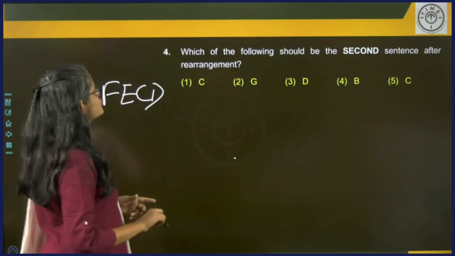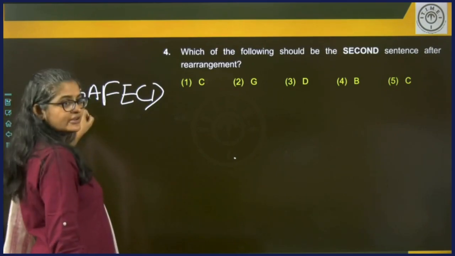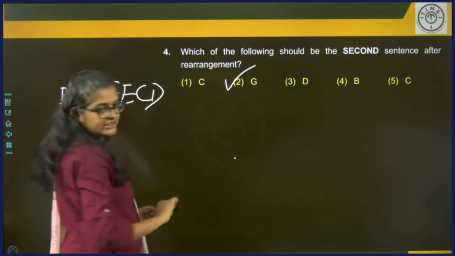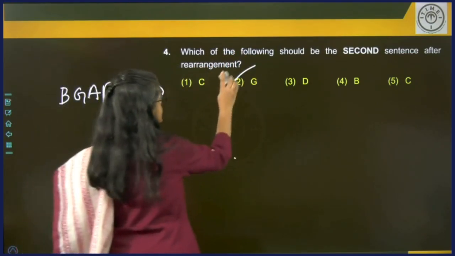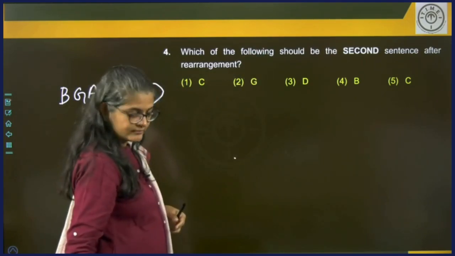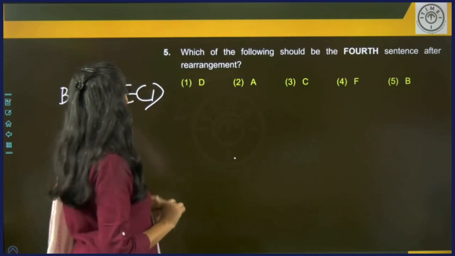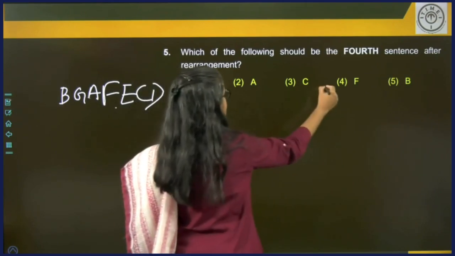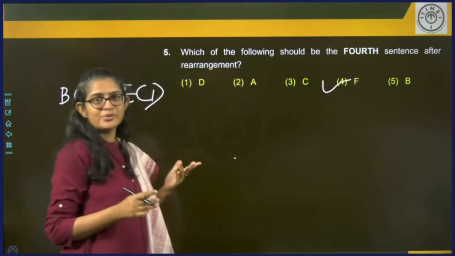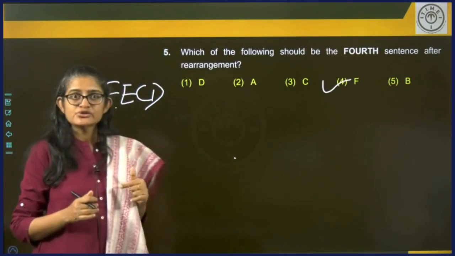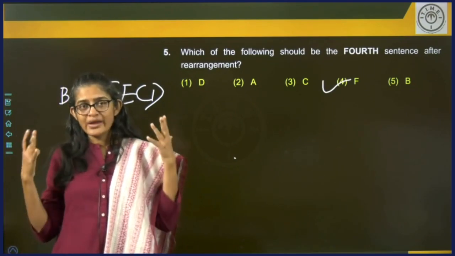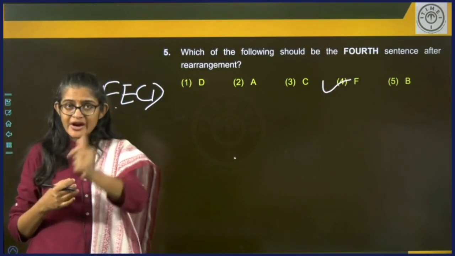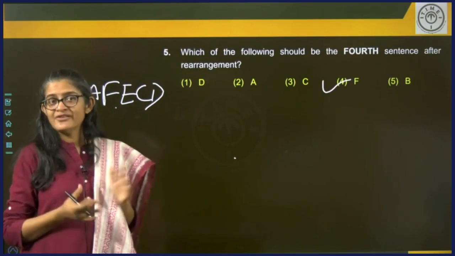Which of the following should be the second sentence after rearrangement? It should be sentence G. And one more question. Which of the following should be the fourth sentence after rearrangement? You don't spend any more time on these position questions once you have got the order. So you may feel, oh, this is so heavy, how do I sit and spend so much time? But with one stroke you're getting at least 5 questions right.